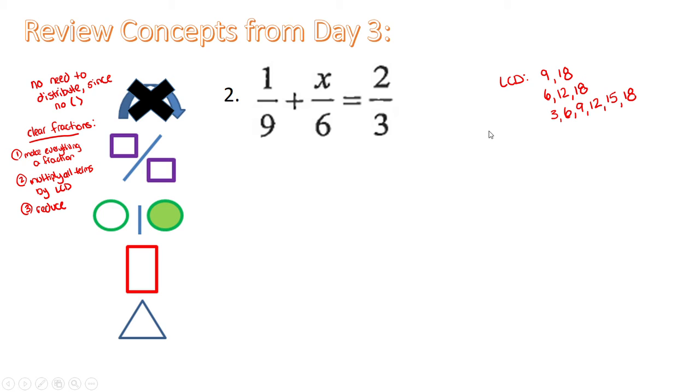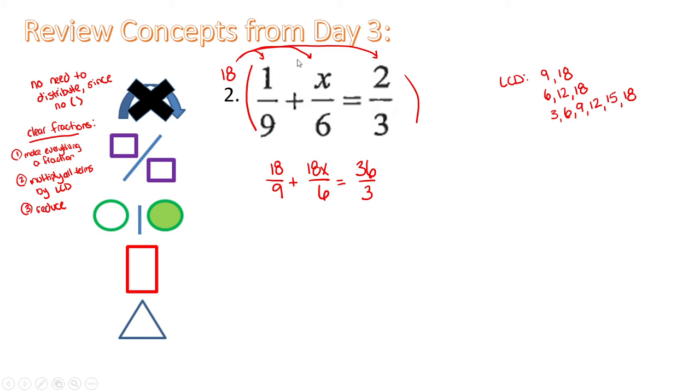So that makes 18 my LCD. So the rule here is take the whole equation. We're allowed to do this because we have an equation, and multiply 18 times all of my numerators. If I multiply 18 times 1, then that's going to become 18 over 9. I keep the same denominator. Then I have 18 over x, 18 times x, and I'm going to put that over 6, like this.